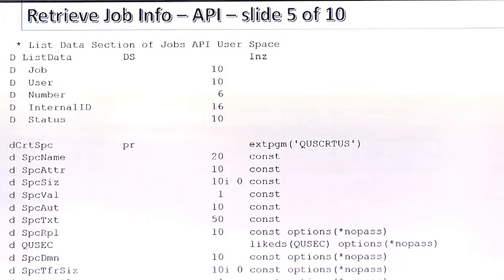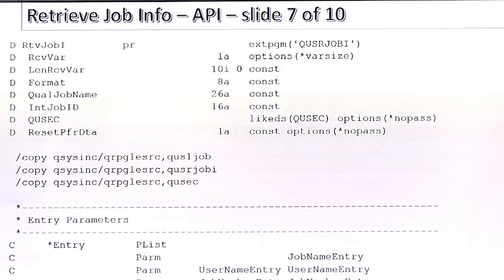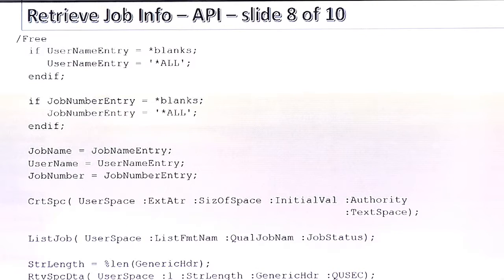But I also forgot to mention, and I'm glad I paged back up, is that I copied the layouts out of QSYSINC because they are included with the system. It's not a copy, it's not something we wrote or anything like that. That's just included. You can see the ones that I was using there. Okay, anyway, so I created the user space. Then I immediately use it because I use my list job API to list every occurrence of that job into the user space.